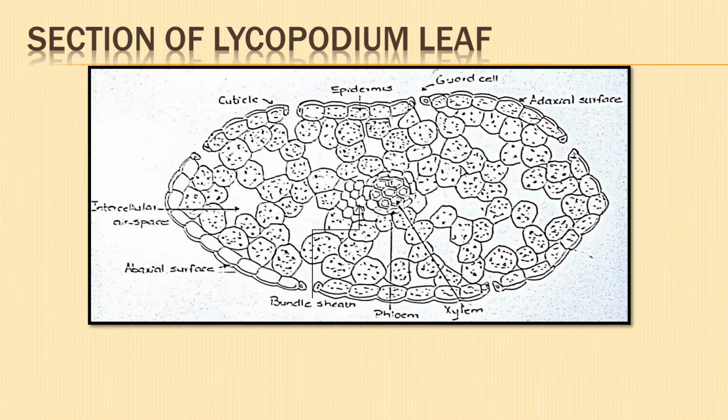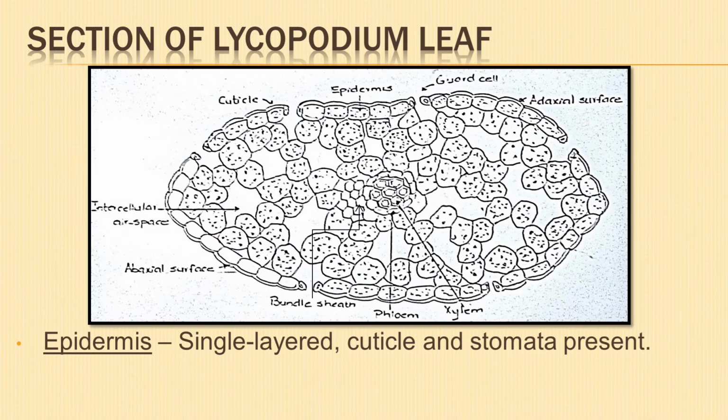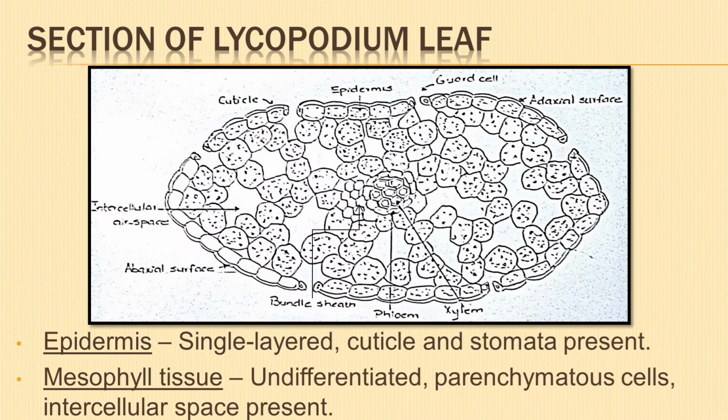Let us take a section of Lycopodium leaf to understand its anatomy. Section of leaf shows a single layered epidermis covered with thick cuticle. Stomata is present on both the surfaces. Beneath the epidermis lies the undifferentiated mesophyll tissue made up of rounded or angular parenchymatous cells. These cells have a number of intercellular spaces between them.